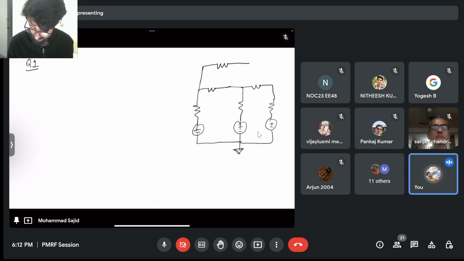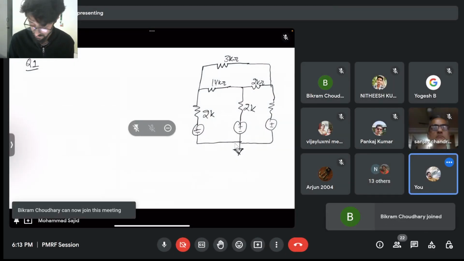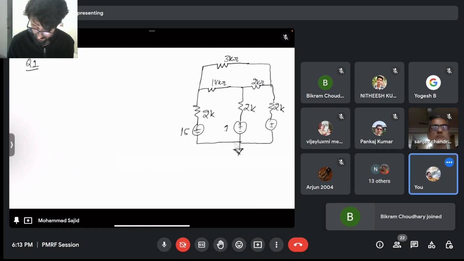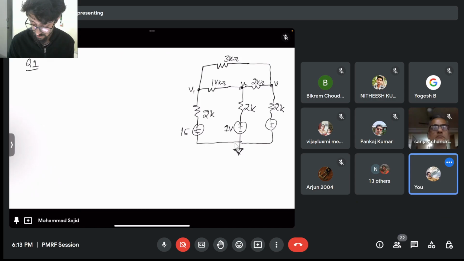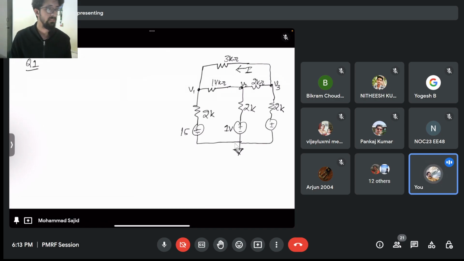You can represent ground like that also. This is a 3 kilo ohm resistor. This is a 14 kilo ohm. This is 2 kilo ohm. And all of these are 2K, 2K. K stands for kilo, and 2K. This is 15 volt. This is 1 volt. And nodes, as you said properly, these are V1, V2, and V3. So the question is, you have to find this current I flowing through the 3 kilo ohm resistor.